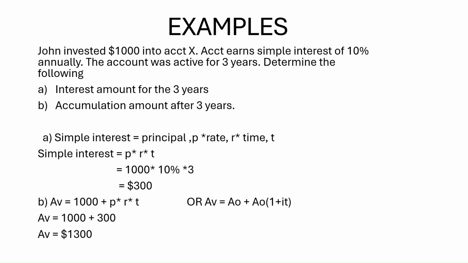Now, the second part of the question asks for the accumulation amount after 3 years. So, what is the amount in the account now? Well, you made $300 from interest payments, and you invested 1,000. So now you have 1,000 plus 300. That's 1,300. That's just common sense. But if you want to use the formula, it is A0 times (1 plus IT). That will work. And yeah, let's go on to the second one.